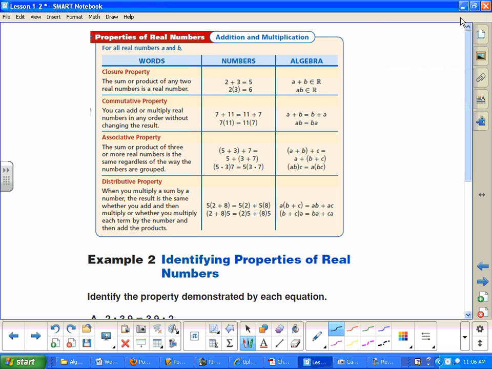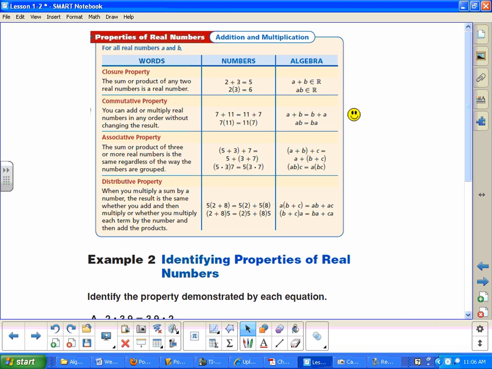Okay, properties of real numbers. Some of these properties you'll remember. You actually use them quite often. You just don't necessarily think about them. The closure property is not one that's really talked about a whole lot, but it does come into play once in a while. All it means is that the sum or product of any two real numbers is a real number. If I add two real numbers, I get a real number. If I multiply two real numbers, I get a real number. That's all the closure property says. Not anything that you'll be spending a lot of time playing around with.